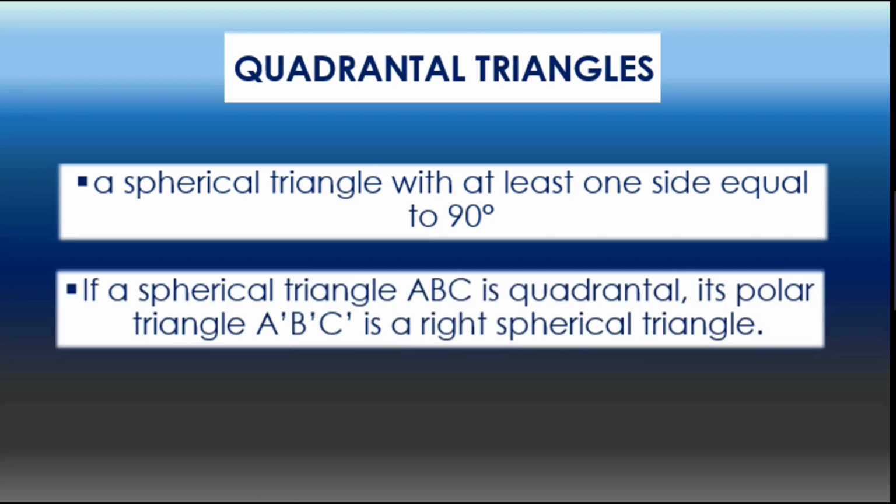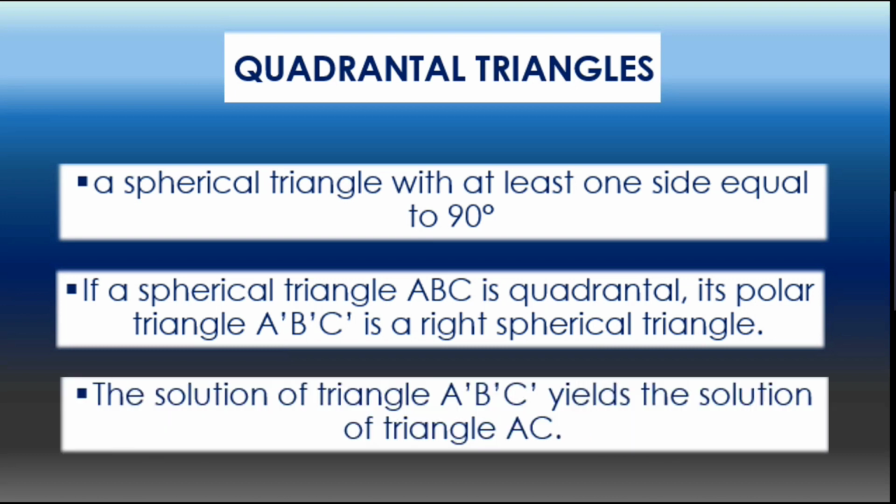So to continue, if a spherical triangle A, B, and C is quadrantal, its polar triangle A prime, B prime, C prime is a right spherical triangle. So what does it mean? If we do have a quadrantal triangle in which it has at least one side that measures 90 degrees, then the said quadrantal triangle has a polar triangle, which is a right spherical triangle.